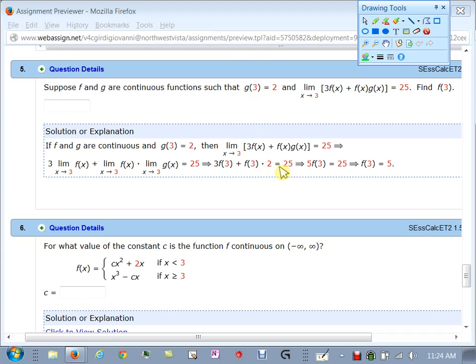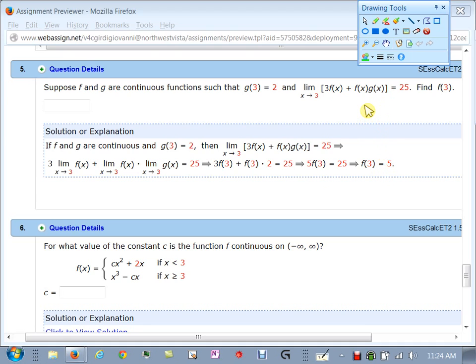And all of that needs to be equal to 25 because that's what we're given. So now what we do is we multiply 2 times f of 3 plus 3 times f of 3. That's 5 f of 3s. So I put 5 f of 3 equals 25. Then I divide both sides by 5, and I get f of 3 is 5. And that's it.